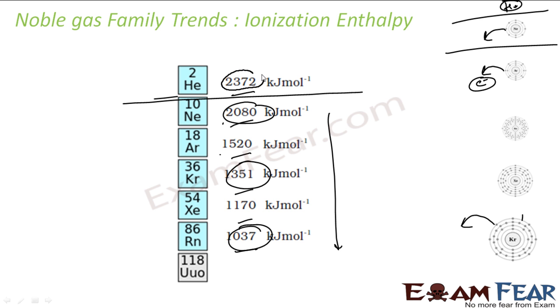In fact, helium is also following the trend. In case of helium itself, if you see, the value is going down. I mean, it has maximum value because the size is very small. So we can actually see that. For helium also, it follows the same trend. It just has a very high ionization energy. It needs a very high energy to pluck one electron from helium because the size is very small.